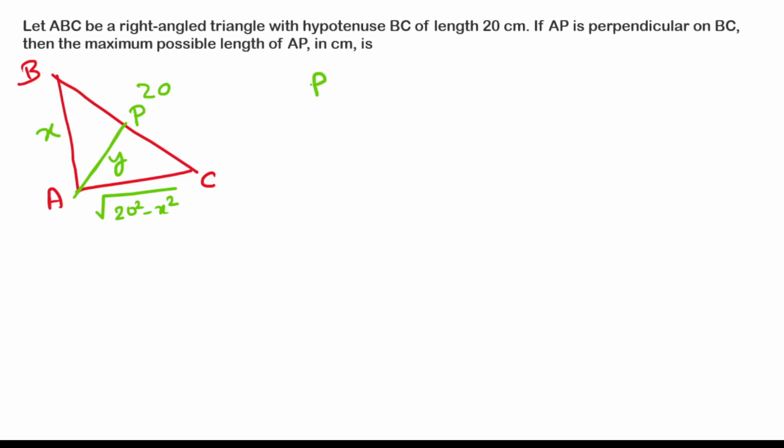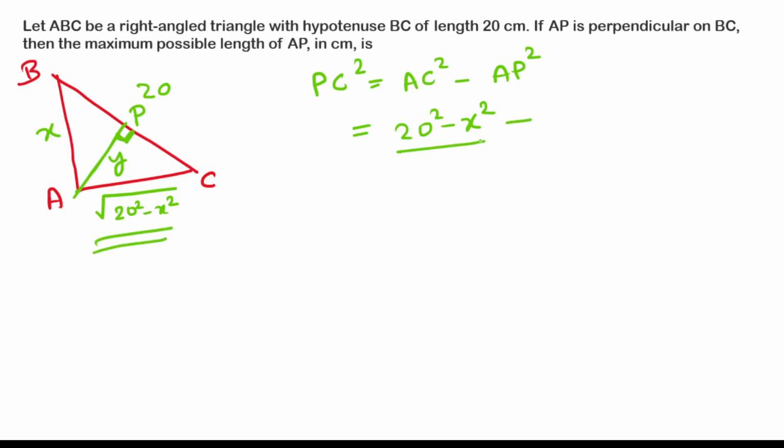Now what we can say, this is a right angle, right? So PC square equals AC square minus AP square, right? This is simple Pythagoras. So PC square should be AC square minus AP square, and AC square is simply 20 square minus x square, this term squared, right? So this will be 20 square minus x square minus y square, and AP should be simply y square, right? So this is 1.